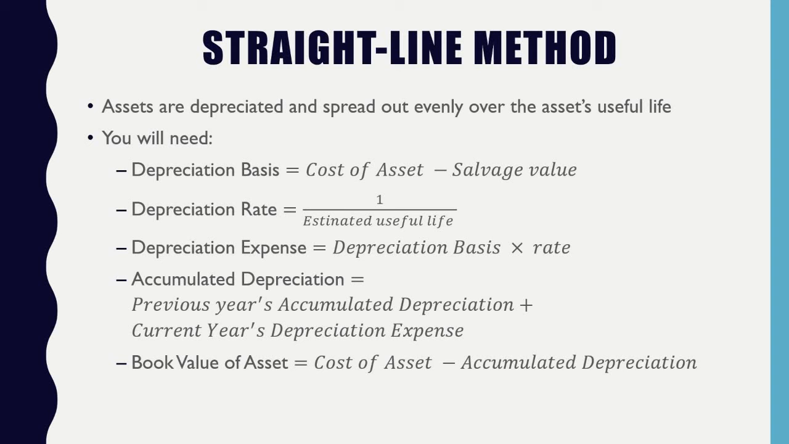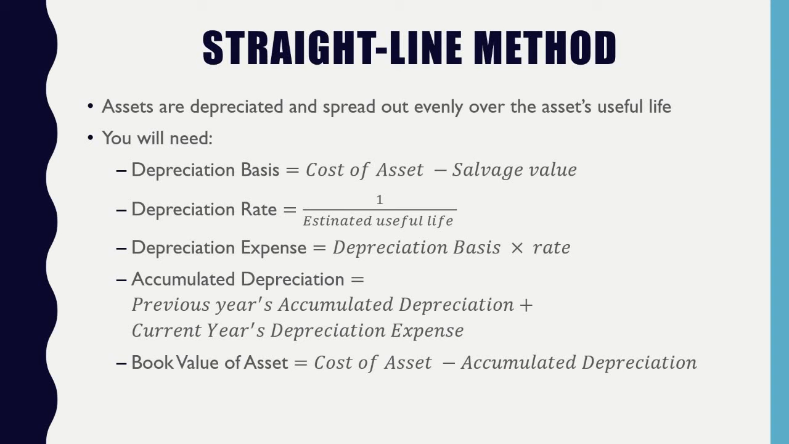Units of production is the very same thing. You're going to determine the cost of the asset minus the salvage value, because that's going to give you the amount of the total cost that you can depreciate up to. Then the next thing is going to be depreciation rate. This time, it's only 1 divided by the estimated useful life, and that's it.